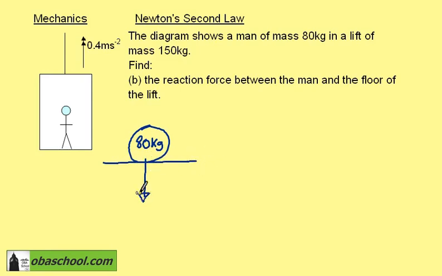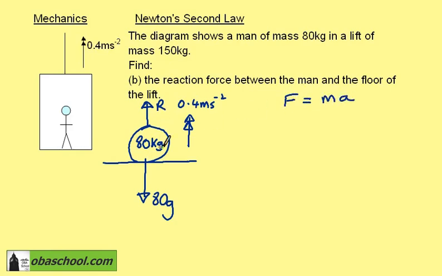His weight acts downwards, and the reaction force between the man and the floor of the lift acts upwards. We know that the man, since he's in the lift, is accelerating upwards at 0.4 meters per second squared. We can now apply F equals ma.